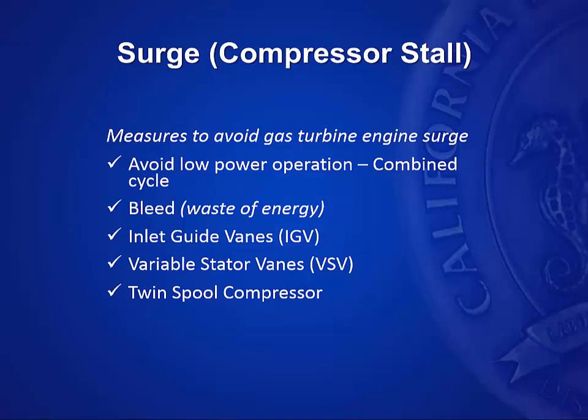Bleed. A portion of the compressor air from this actual compressor is taken off to do other things, mainly cooling of components within the turbine. Well, if we bleed off some of that air, that changes the mass flow rate and the velocity of that air going through the compressor section, which can change the angle of attack.